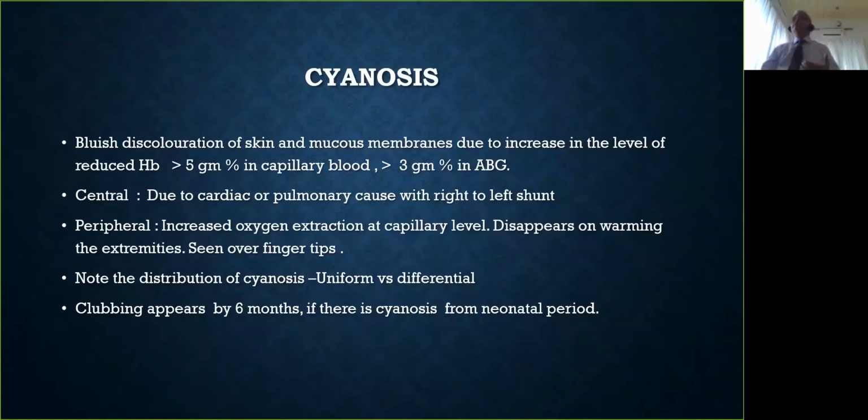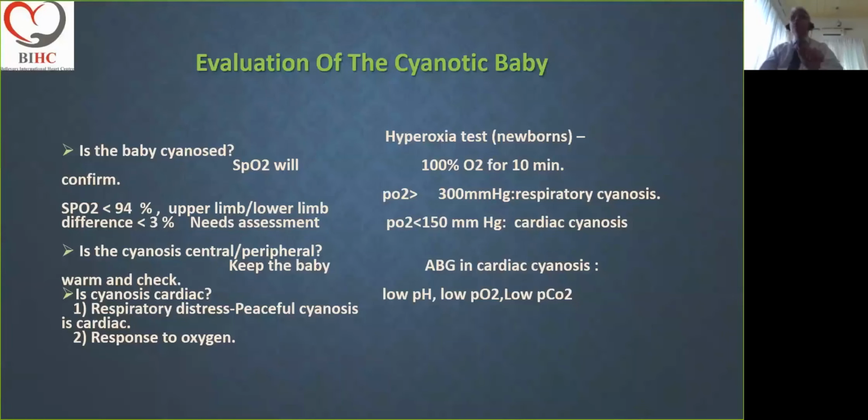Clubbing is seen in the older infant or child. If a baby is cyanotic from birth, the clubbing is likely to appear by 6 to 7 months. And as the child grows older, clubbing becomes more manifest if there is established cyanosis. So if you are seeing a cyanotic baby, you need to customize your approach to look at the features that can create cyanosis. The first question, we already said, you can't debate about cyanosis. You're going to check SpO2 and see the difference between the upper limb and the lower limb. And you're going to answer the question, is the cyanosis central or peripheral?